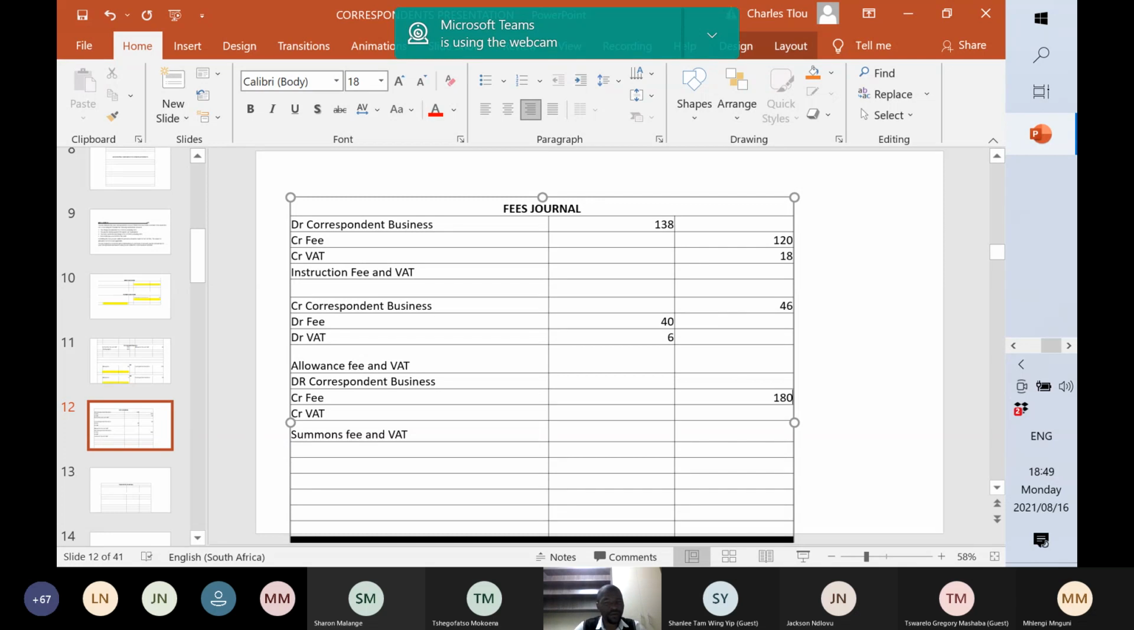Okay. Now that we have recorded that, what is the 15% of 180? 27. Then you credit your VAT there at 27 rand. And then 180 plus 27 gives you how much? 207. That is how you record that fee in your journal. Debit correspondent business 207, credit fee 180, and credit your VAT at 27 rands.